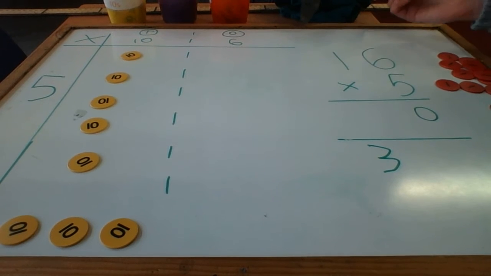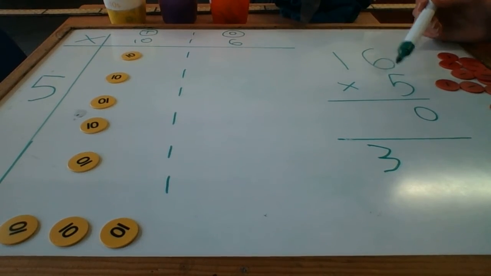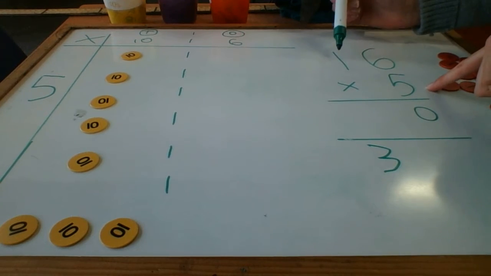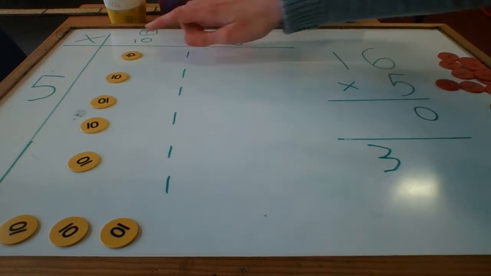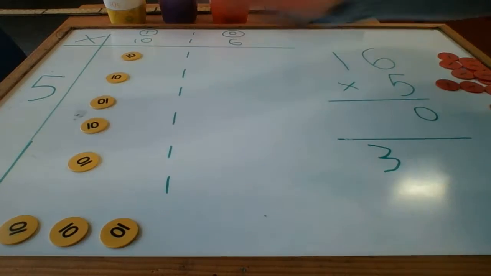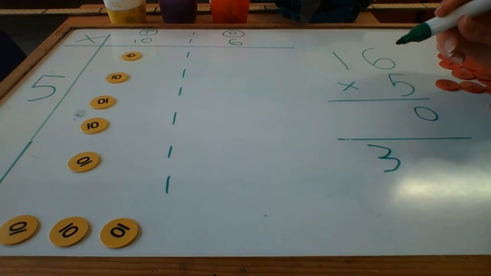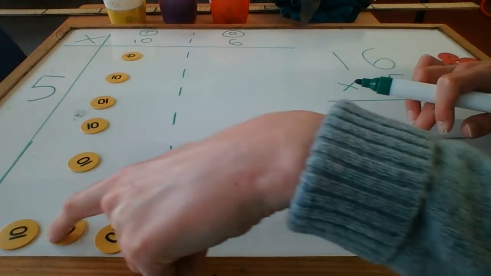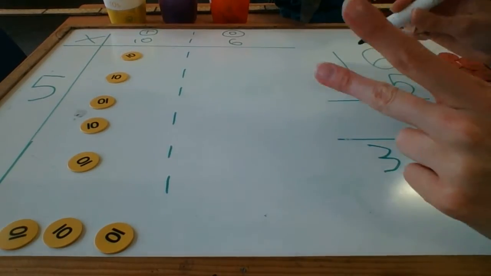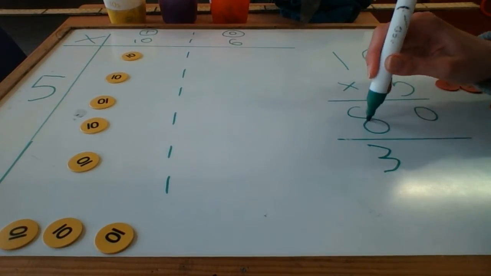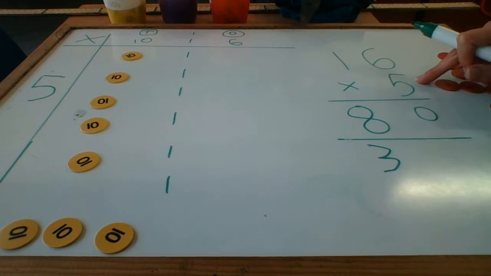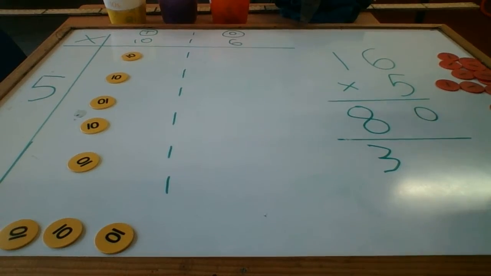Now, let's do the tens. So 5 times 1, and we know that 1 is actually 10. 5 times 10 is 50. 10, 20, 30, 40, 50. 5 tens. Add the extra 3. 5, 6, 7, 8. The answer is 80. 16 times 5 is 80.